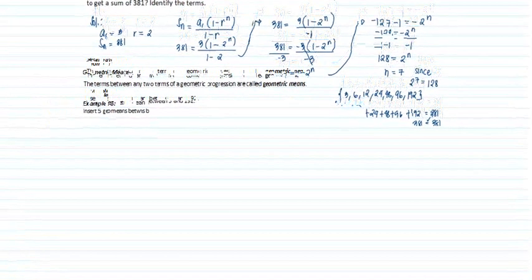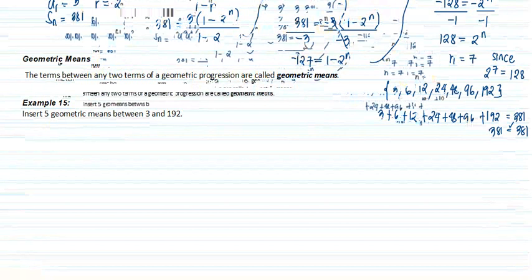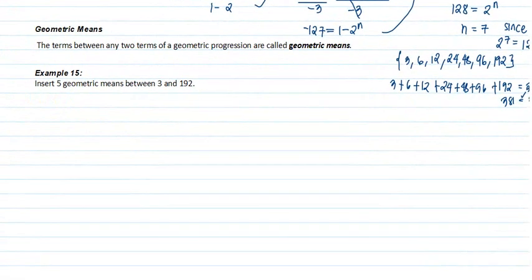And then aside from that, we could also get our geometric means. So again, it's any two terms on our geometric progression. So for an example, let's try to find the 5 geometric means between 3 and 192. So for this case, again, just like what I did in finding the arithmetic means between two numbers, we are going to find the ratio now, not the difference, to find the other terms in between 3 and 192.